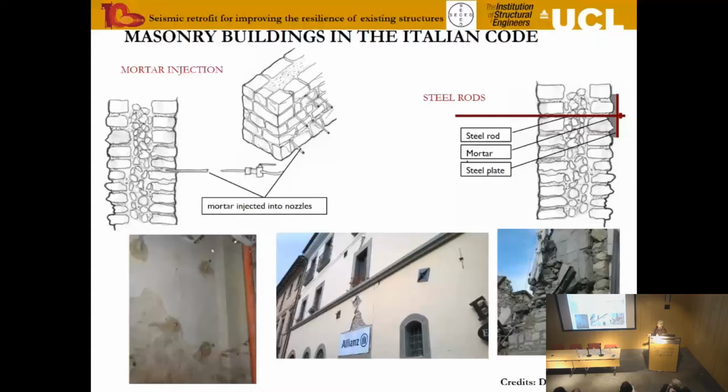If the ties are better organized, of course, and they are properly designed and linked to the internal walls and linked to the floors, then we can really have a box-like behavior. And as you can see, this is, for instance, a building in L'Aquila that had very little damage. And here you can recognize one of the medieval ties along with much more modern ones.